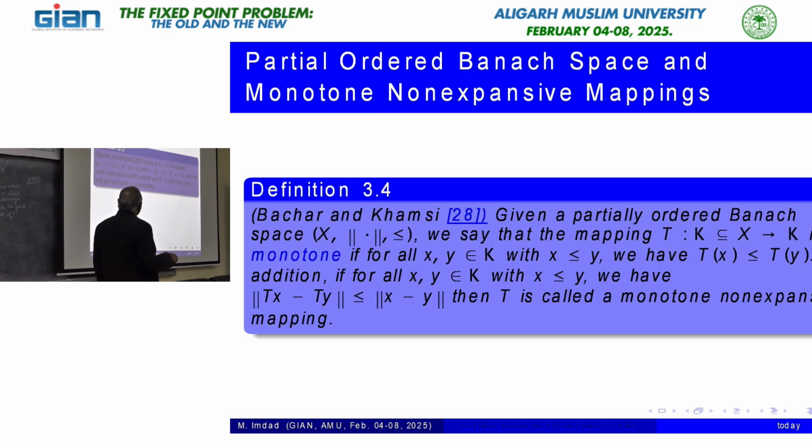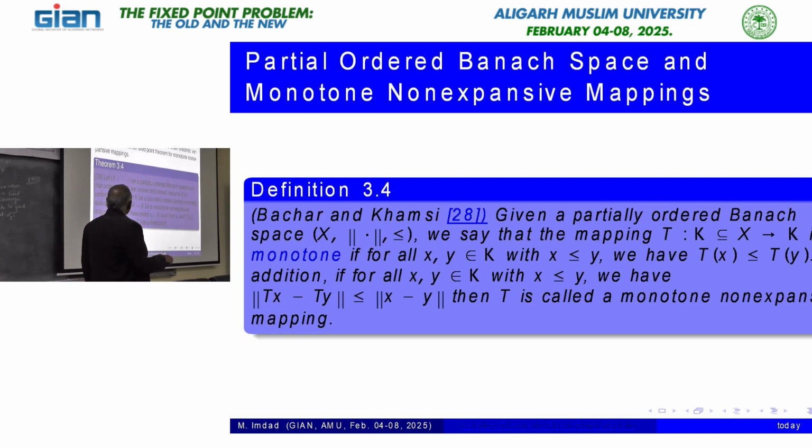And then Bachar and Khamsi have another definition. Here you can have an increasing interval, or order interval, in a partially ordered normed space. Here is the order. You take an initial point P, and any element x such that P is related to x, or P is equal to x. These two are the order intervals in the partially ordered set X, with initial point P and terminal point, or you can say end point, Q. Because of the ordering, these intervals are possible.